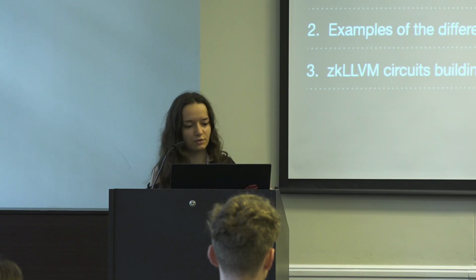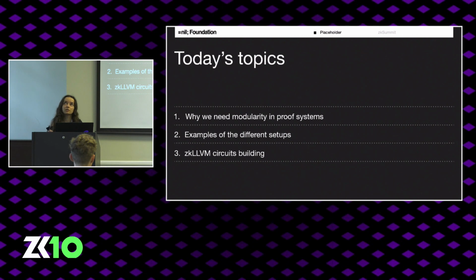Firstly, we will discuss why we exactly need modularity and a proof system, why we need it for all applications we build on top of NIL infrastructure. After this, I will give you some examples of different setups of proof systems, and the last thing will be about how we build circuits via zk-LLVM and why it's better than when humans create them.